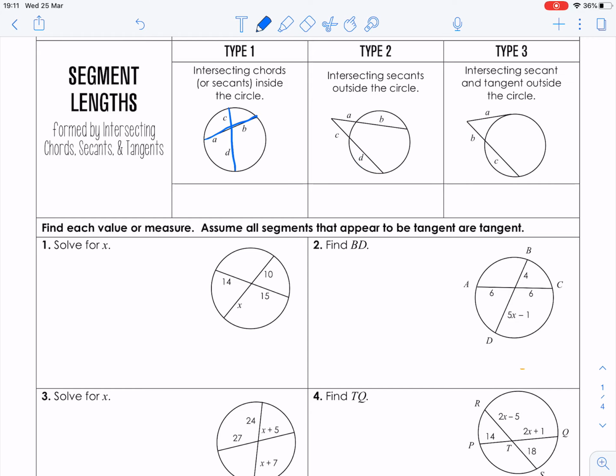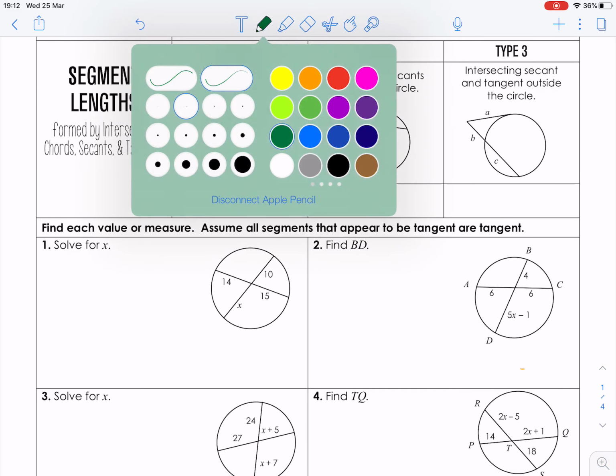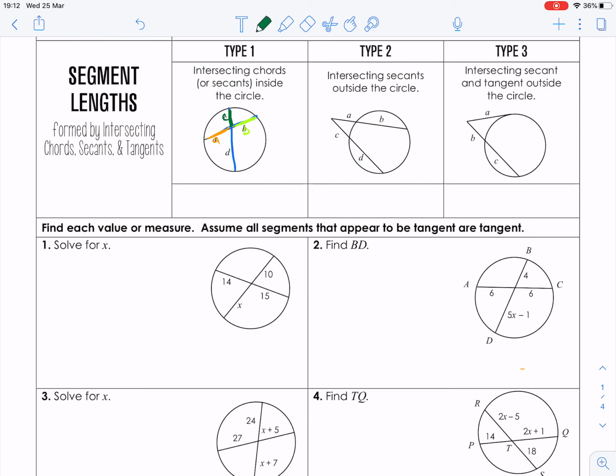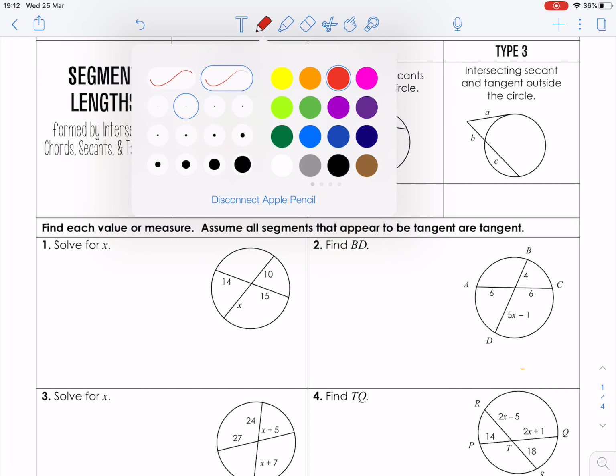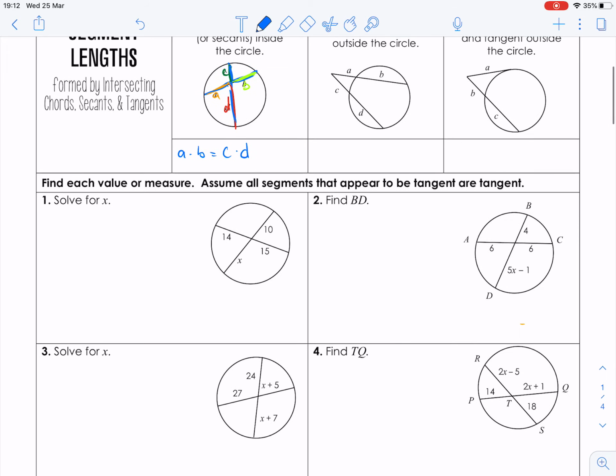Here we go. First one, type 1, intersecting chords. Basically what we're doing is we're taking a little piece of one chord called A, the other piece of the same chord, call it B, a piece of the other chord, C, and the other piece of the other chord, call it D. There's a certain relationship between them, which is really cool. It's going to be A times B, so this part times this part equals this part times this part, C times D. That's cool. So we're going to do an example right now to show you what that means.